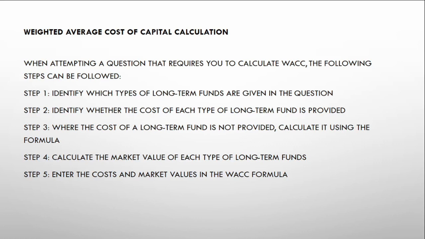If we are attempting to calculate the weighted average cost of capital, there are various steps that can be taken to help you when attempting this question. So the first step is to identify which types of long-term funds are given in the question. They could tell you that the company has issued ordinary shares, and in that case you would know that you need the cost of equity. They could tell you in the question that the company has issued bonds, and therefore you would need to know what the cost of debt is.